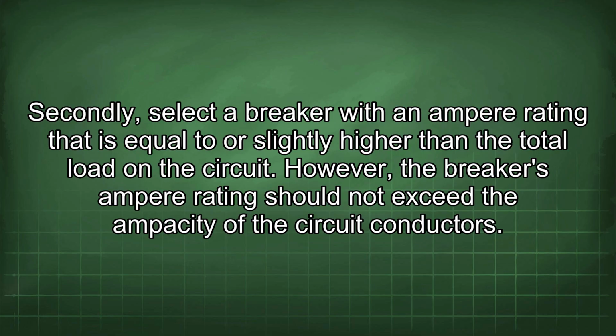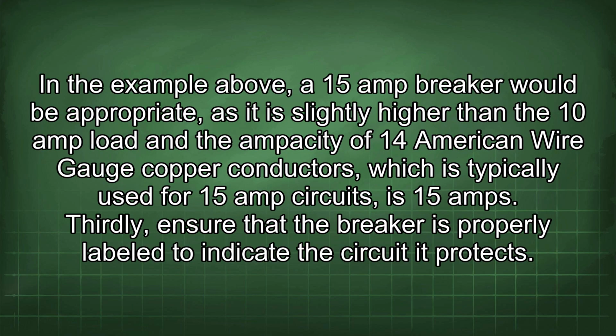Secondly, select a breaker with an ampere rating that is equal to or slightly higher than the total load on the circuit. However, the breaker's ampere rating should not exceed the ampacity of the circuit conductors. In the example above, a 15-amp breaker would be appropriate, as it is slightly higher than the 10-amp load, and the ampacity of 14 American wire gauge copper conductors, which is typically used for 15-amp circuits, is 15 amps. Thirdly, ensure that the breaker is properly labeled to indicate the circuit it protects.